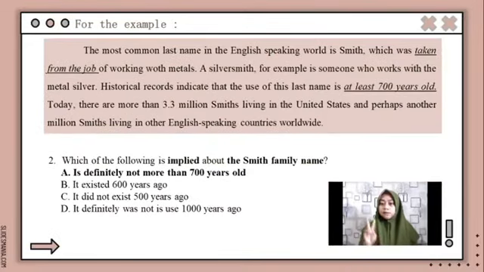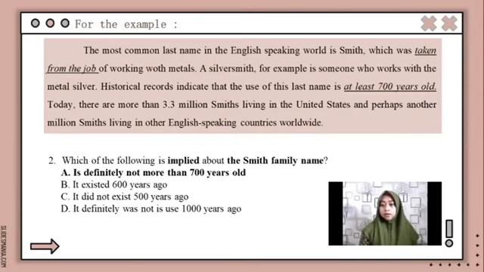In the example number 2, which of the following is implied about the Smith family name? A, it is definitely not more than 700 years old. B, it existed 600 years ago. C, it didn't exist 500 years ago. And D, it definitely wasn't in use 1000 years ago.